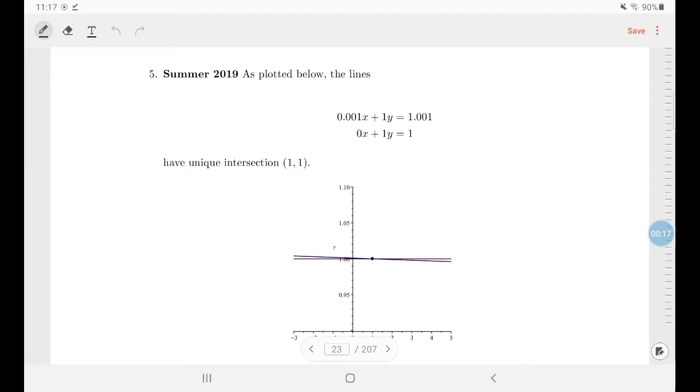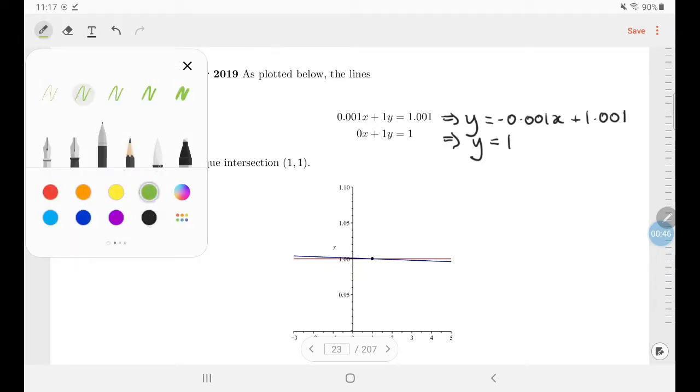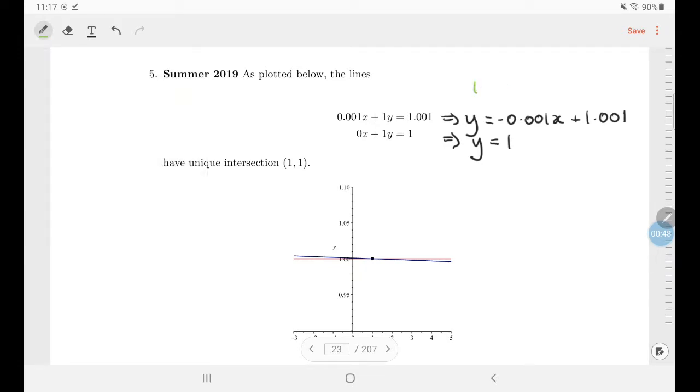Probably just before I drive on, what would be a good thing to do is write these in the form y equal mx plus c. And this one, you just have to take away the minus 0.001x, plus 1.001, and this one is fairly easy to solve because 0x is just 0, 1y is just y equal to 1.